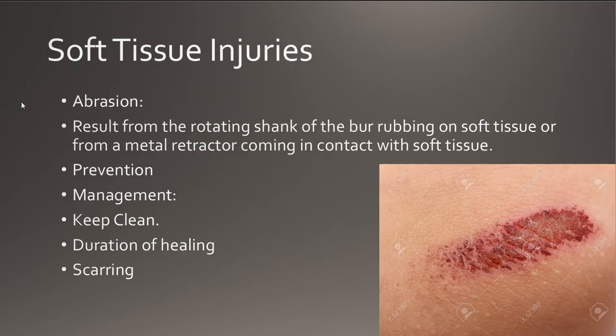Now, abrasion can happen sometimes from the bur, or from the soft metal retractor. We try to always put gauze underneath the retractor, for example, to prevent the direct contact or the friction that's going to happen. Now, we keep it clean. We try to give medications that will help in healing.